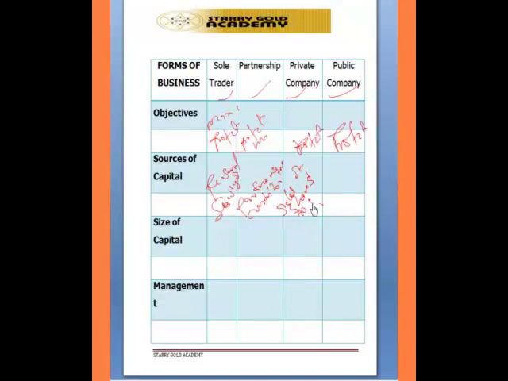To selected persons. Okay. Then for a public limited liability company, it is sales of shares to the public. Okay. Then the size of capital required.